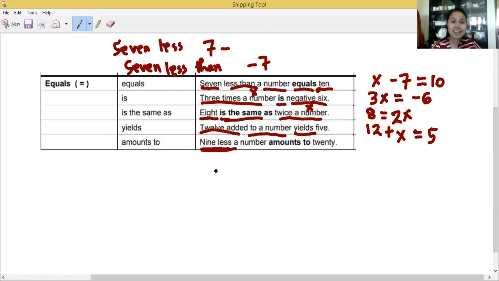The next one, 9 less. 9 less. So 9 minus a number. Do you know the number? You just write x. Amounts to is the same as equals. So amounts to 20. Do you have any other questions? No.